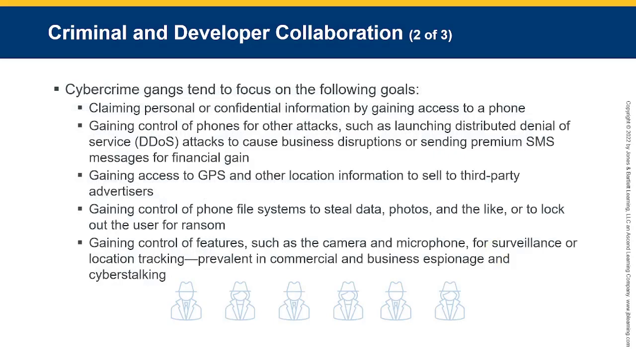Cybercrime gangs tend to focus on the following causes: gaining personal or confidential information by gaining access to phones, gaining control of phones for other attacks, such as launching a DDoS attack, or sending premium SMS messages for extra gain, gaining access to GPS or other location information to sell to third-party advertisers, gaining control of the phone file systems to steal data, photos, and the like, or to lock the user out of the system, gaining control of features such as camera and microphone for surveillance or location tracking, and engaging in commercial and business espionage and cyber stalking.